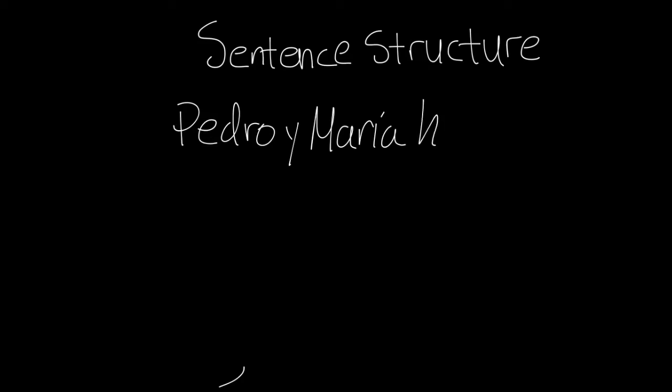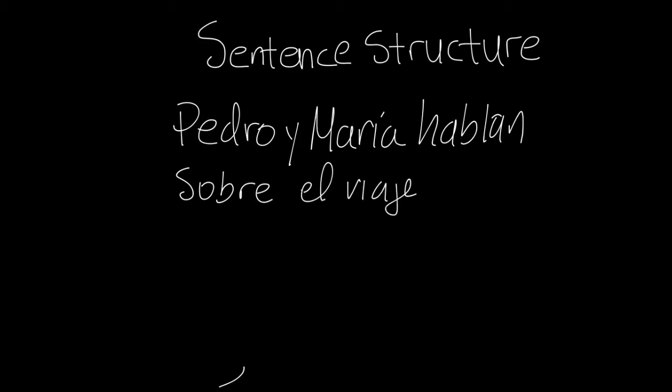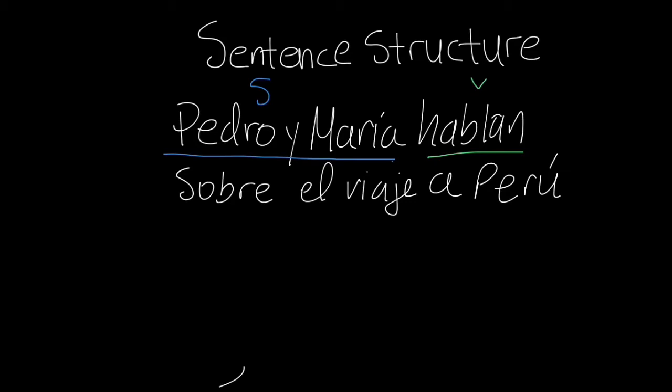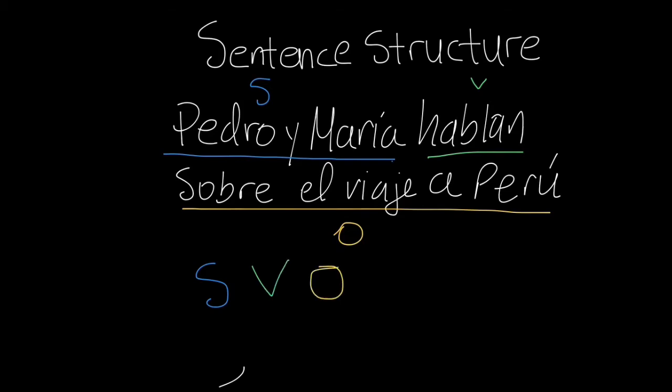Pedro y María hablan sobre el viaje a Peru. Pedro and Maria talk about their trip to Peru. So Pedro and Maria are my subject in this sentence. Hablan is the verb, and sobre el viaje a Peru is the object. So every sentence has this structure: subject, verb, object.